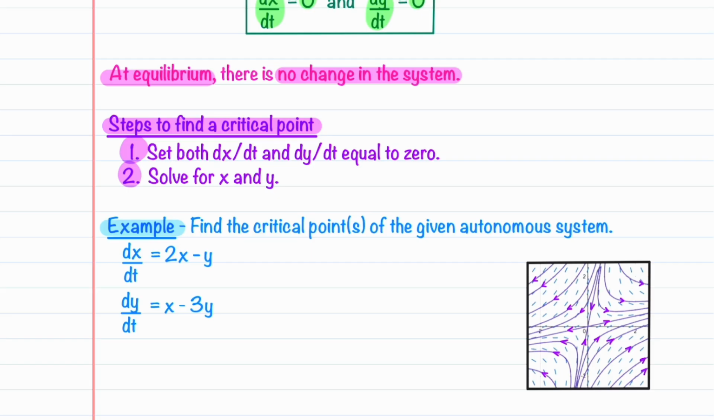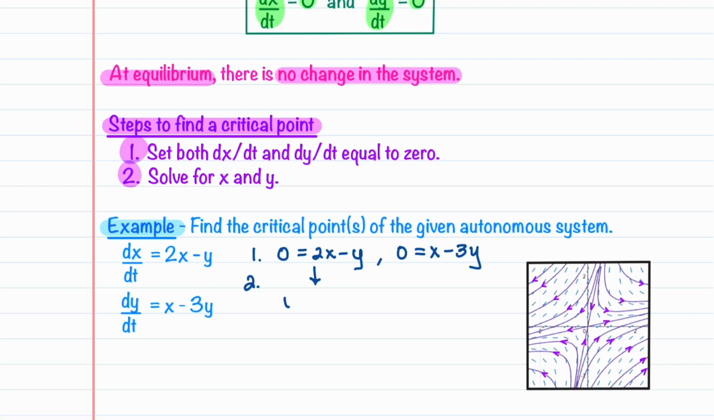We're given dx/dt is equal to 2x minus y, and dy/dt is x minus 3y, and we're going to find the critical point. The first thing that we're going to do is set dx/dt and dy/dt equal to 0. So we have 0 is equal to 2x minus y, and then we have 0 is equal to x minus 3y. In step 2, we're just going to solve for x and y.